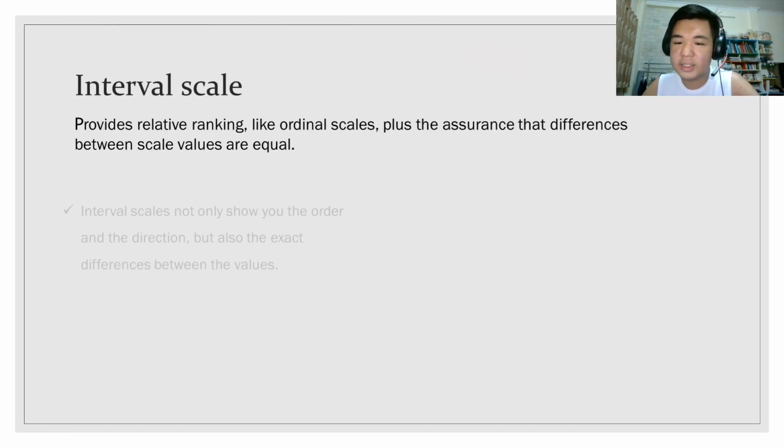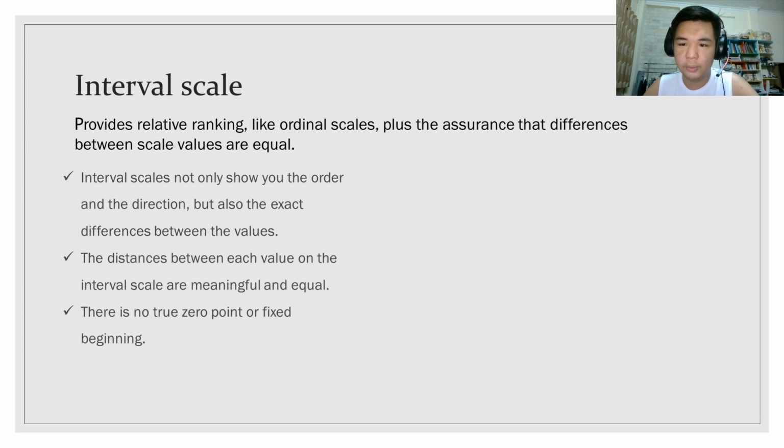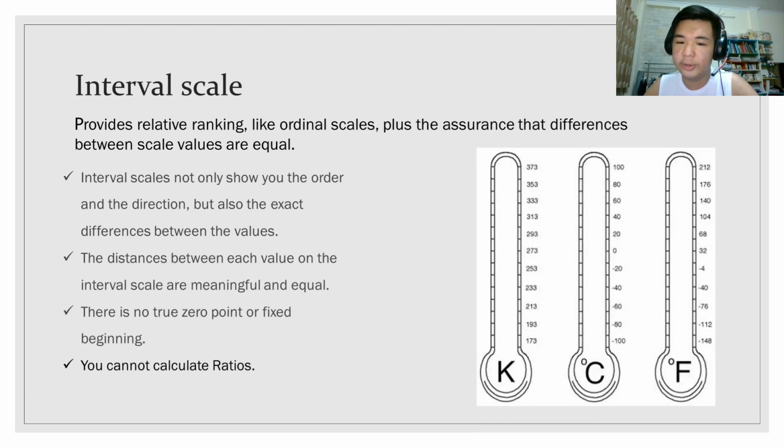The third level is the interval scale. This scale provides relative ranking similar to the ordinal scale, but with the assurance that differences between scale values are equal. Here are some characteristics of the interval scale. It not only shows you the order and the direction, but also the exact difference between the values. The distance between each value on the interval scale is meaningful and equal. There is no true 0 point or fixed beginning, and because of that, you cannot calculate ratios.